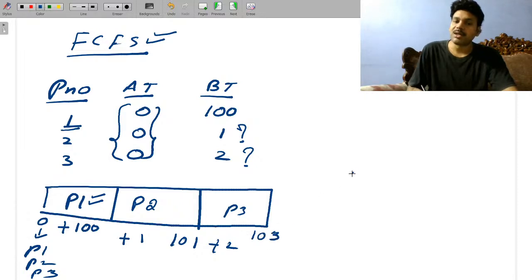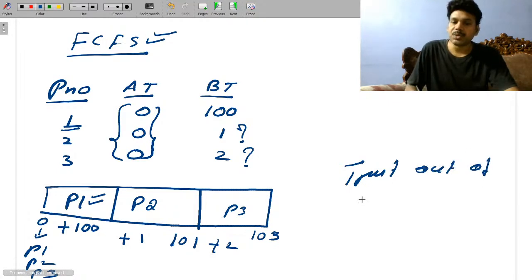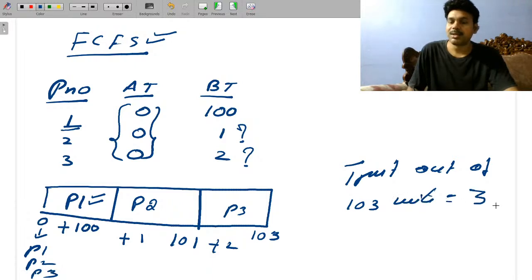You please observe, friends, your throughput, out of 103 units, how many? 3 only. You observe carefully.